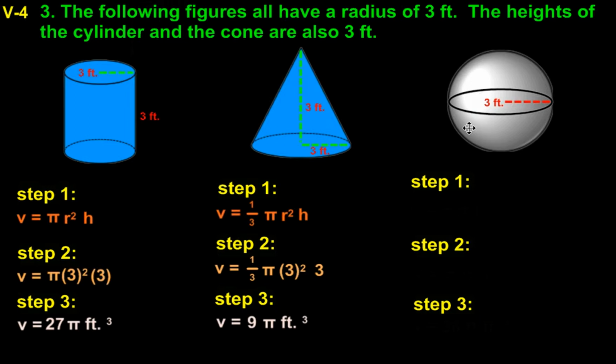Lastly, take a look at the sphere. We know that the formula for a sphere is V equals 4/3 pi r cubed. If we plug the 3 feet radius that we have in, we get V equals 4/3 pi 3 cubed. And if we look at 4/3 times 3 to the third power, we get 36. Bring pi down, 36 pi cubic feet.